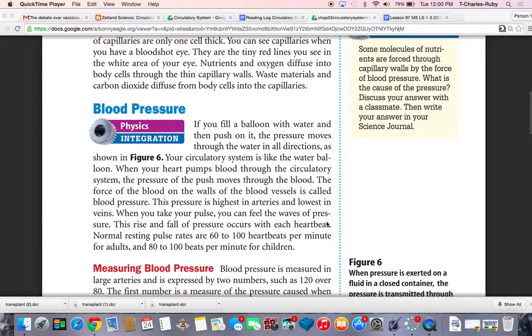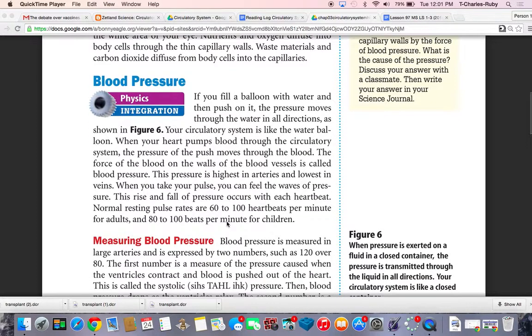Blood pressure. If you fill a balloon with water and then push on it, the pressure moves through the water in all directions, as shown in Figure 6. Your circulatory system is like the water balloon. When your heart pumps blood through the circulatory system, the pressure of the push moves through the blood. The force of the blood on the walls of the blood vessels is called blood pressure. This pressure is highest in arteries and lowest in veins.